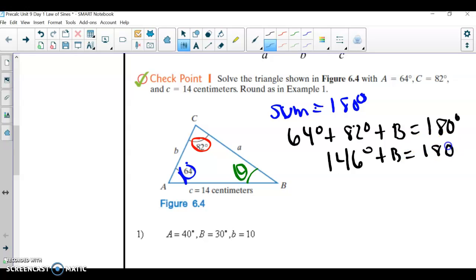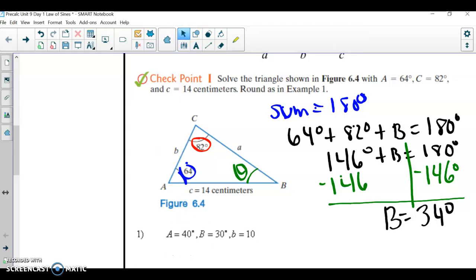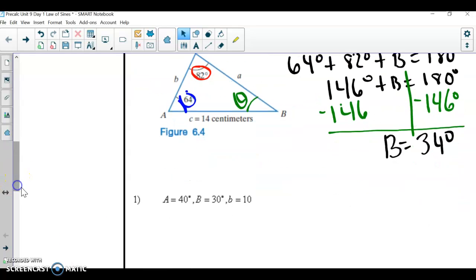How do I solve for B? Subtract 146 from each side. And we have that angle big B is equal to 34 degrees. Okay? So we got that right now. I'm just going to move this next example that we will do. Just move it right now. Okay? So if we continue, now we know what angle B is. Now we could find the length of B and the length of A.